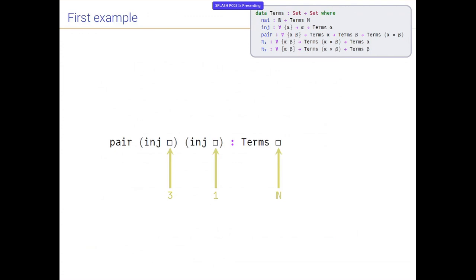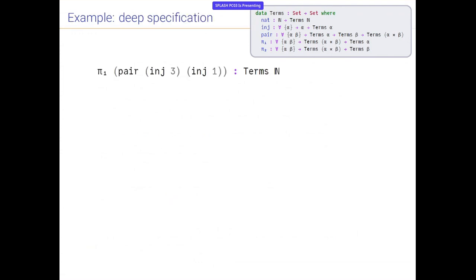Okay, so this, for example, is fairly simple. There is only one constraint appearing, but it can be more complicated. And now I want to go to the example that I gave you in the beginning of this third section. So the first one was this one, pi1 of pair of int3 and int1. So it's the same term as before, but with a pi1 applied to it.